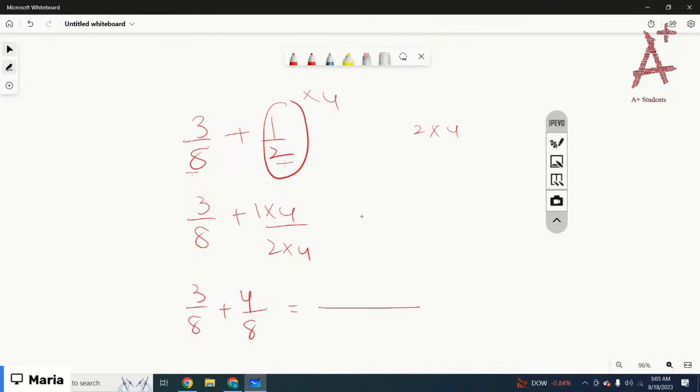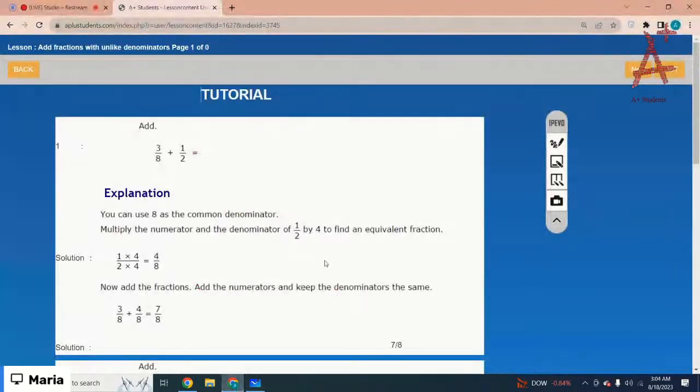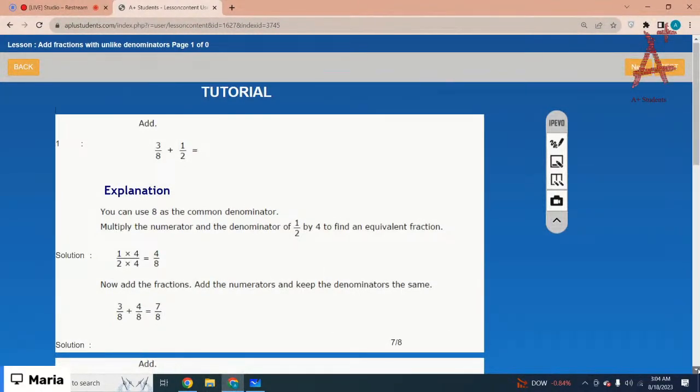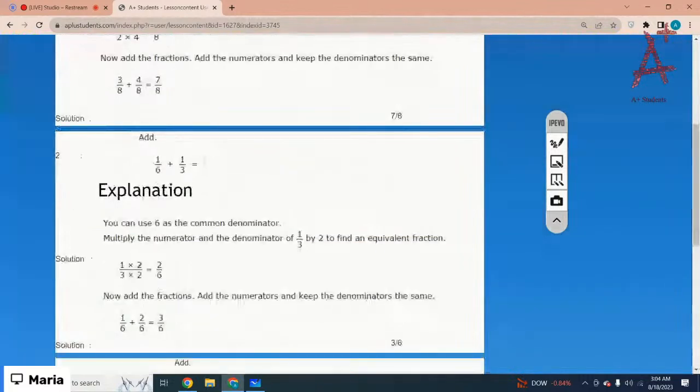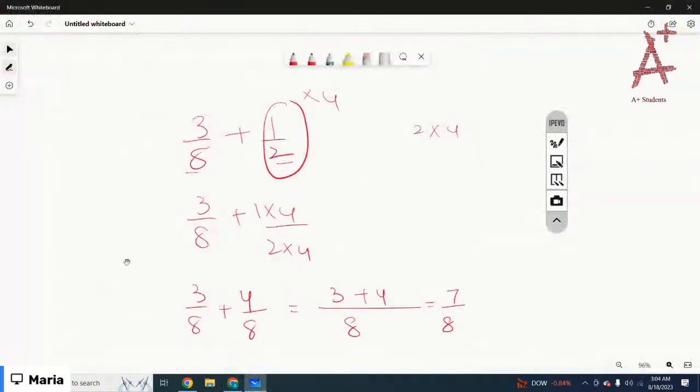So you have the same denominator, which is 8. When you have like denominators, you can simply add the numerators. So 3 plus 4 makes 7. That would be 7 over 8. So their sum is 7 over 8, right? Let's do the next example. They are very easy. You just have to understand. Just be careful. The next one is 1 over 6 plus 1 over 3.